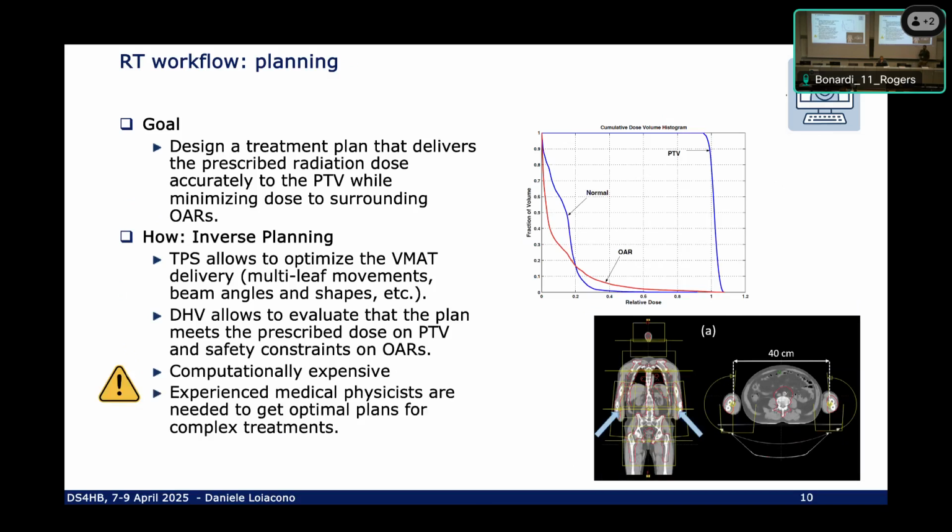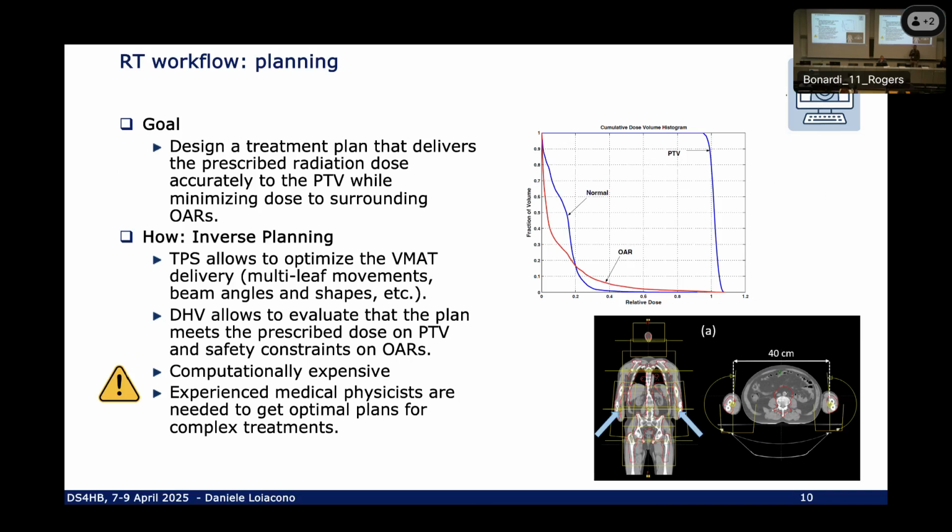At this point, we have the imaging, we have identified the target and the organ at risk to preserve. We can now start generating the actual planning. The actual planning means that we need to control the rotation of the machine, the movement of the multi-leaf collimator, to be sure that we can actually hit our target and spare all the other organs at risk.